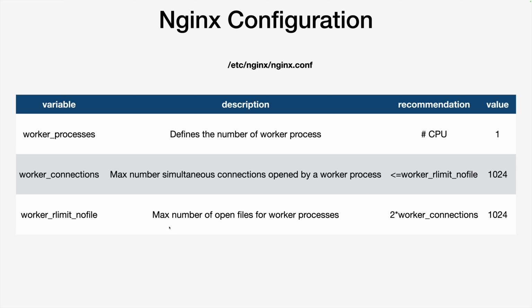But that number of open files for each worker process is configurable. So there's another variable called worker_rlimit_nofile. You can increase that limit to handle more connections. That's going to be an important variable that we're going to look into also.